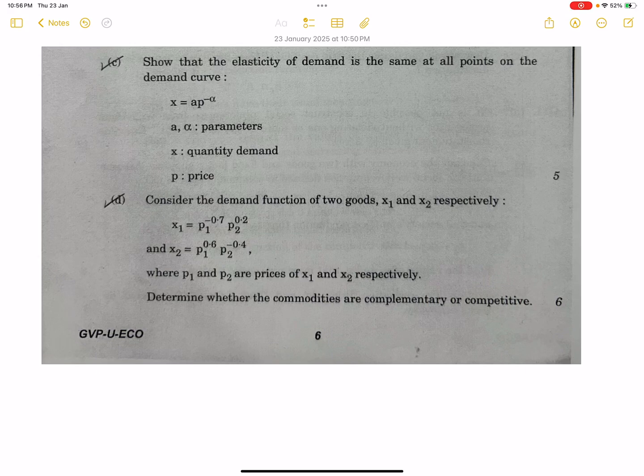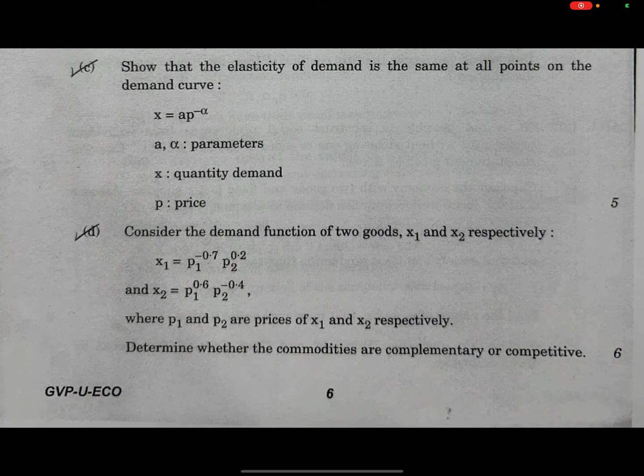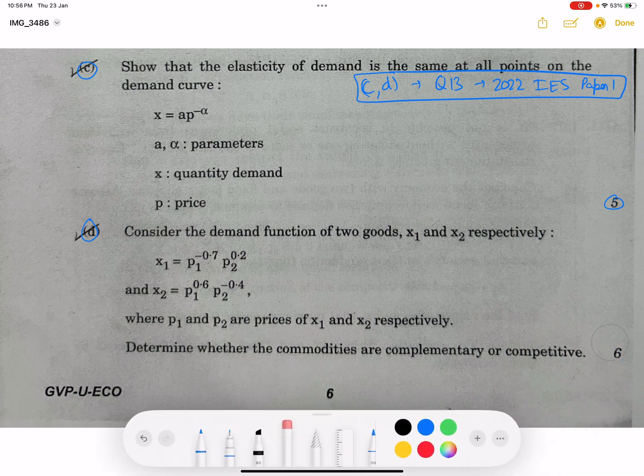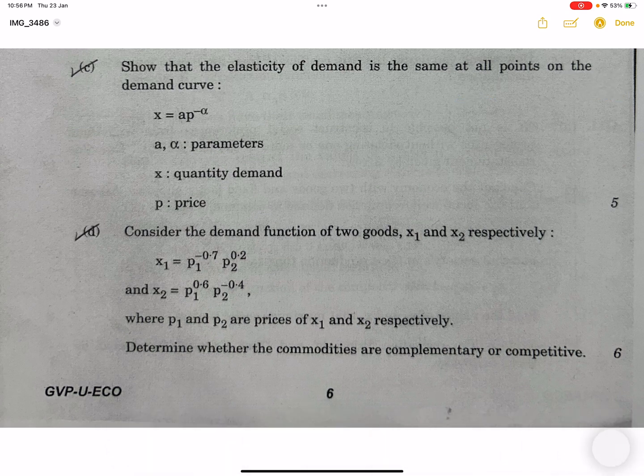Hello everyone. So in this video I'm solving part C and D of question 13, 2022 IES paper 1. C part consists of 5 marks, D part consists of 6 marks. I'll try to cover all the papers before the exam. I'll try to solve all the answers for the same.